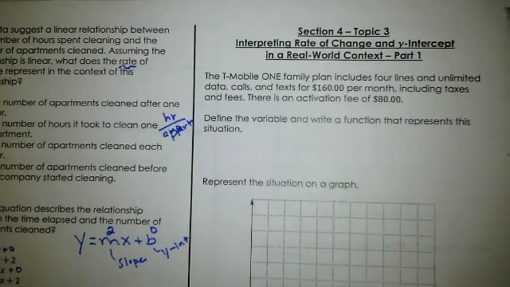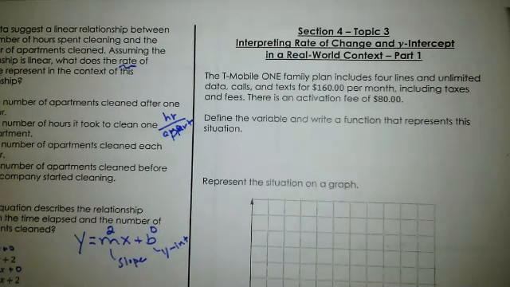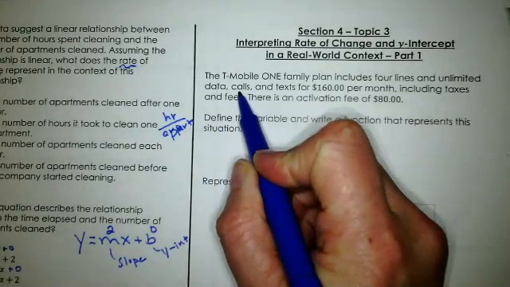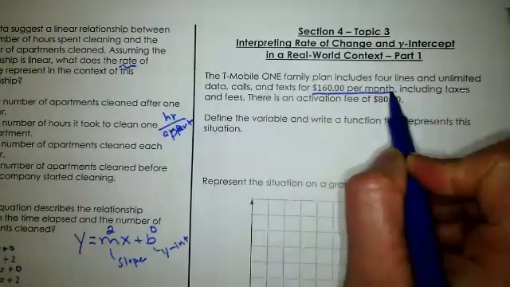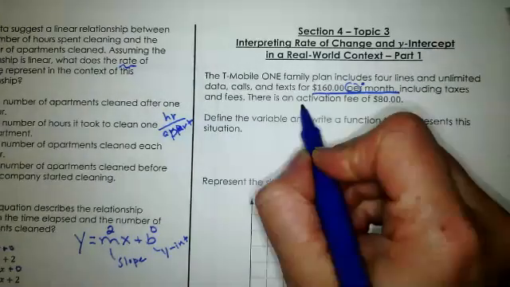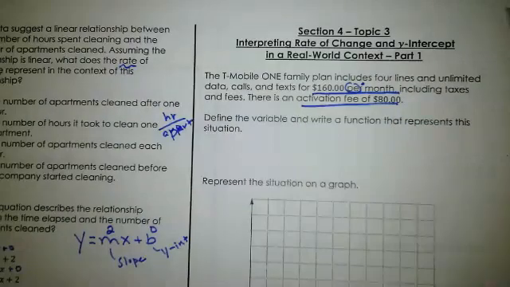In this section, we're going to work on interpreting the rate of change and the y-intercept in real-world problems. The T-Mobile One family plan includes 4 lines and unlimited data, calls, and texts for $160 per month, including taxes and fees. There's an activation fee of $80. So this whole plan is 4 lines, unlimited data, calls, texts. It's $160 per month, which includes your taxes and fees, and an activation fee of $80.